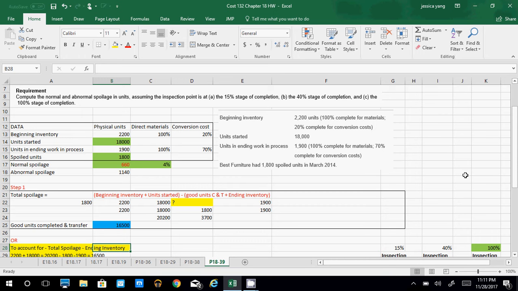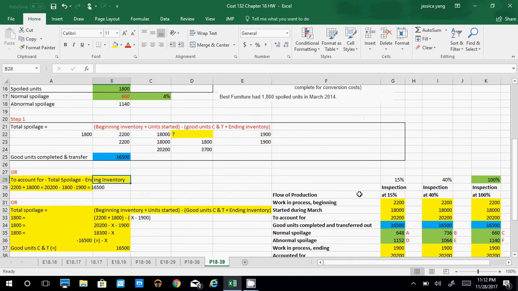What I did was take the 1,800 and plug it in for the good units completed and transferred, and added the 1,900 in ending inventory, which gave me a total of 3,700 units. Then for beginning inventory, I took 2,200 units plus units started of 18,000 units, which gave me a total of 20,200 units. I subtracted the 3,700 units from that, which gave me a total of 16,500 units, which is the good units completed and transferred.